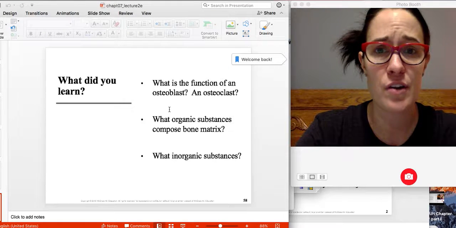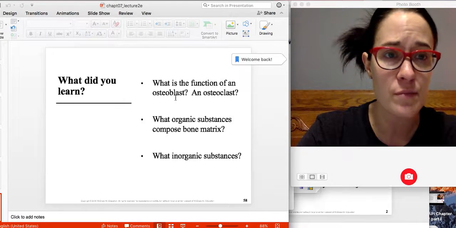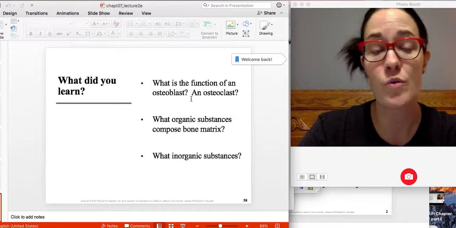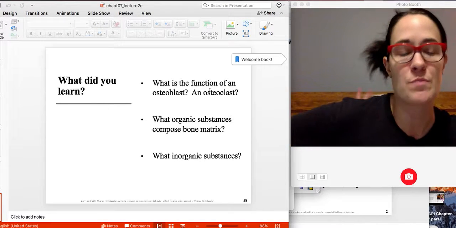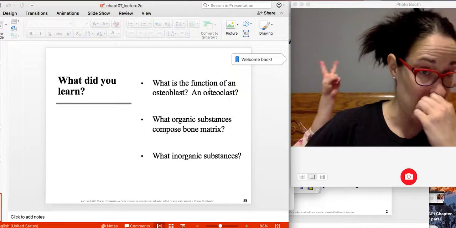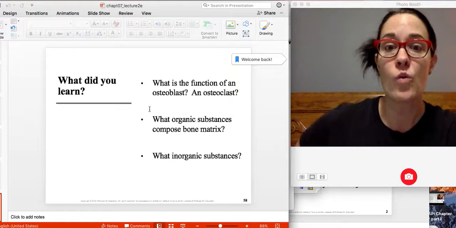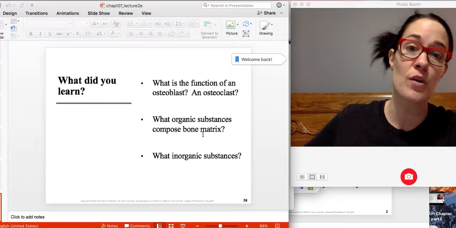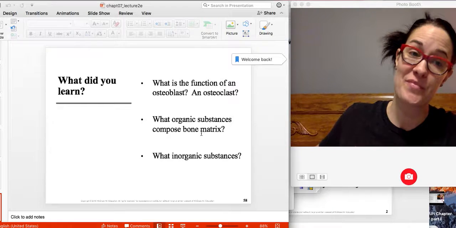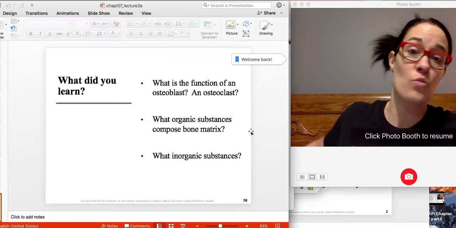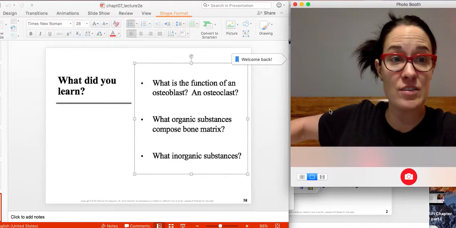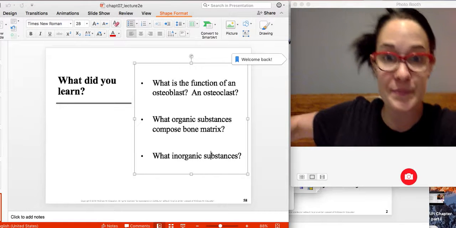So make sure you know that osteoblast builds bone tissue. Bone deposition. An osteoclast carves it out. Bone reabsorption. What organic substances compose it? Collagen. And what inorganic? Calcium and phosphate. Those are the main ones.